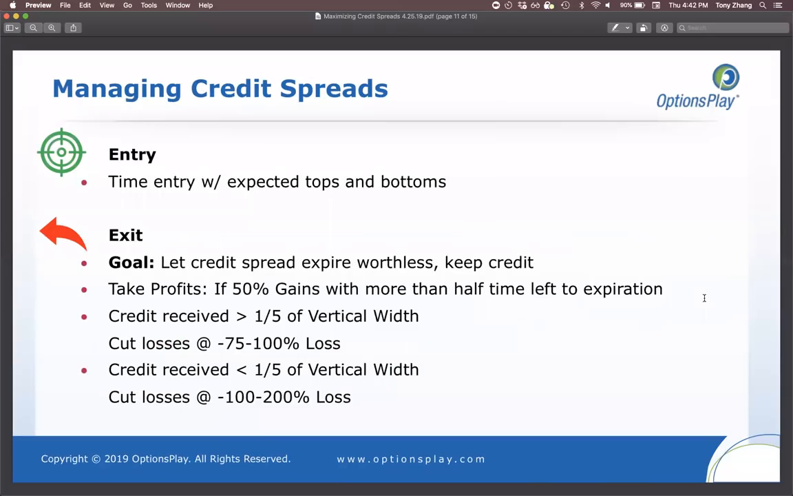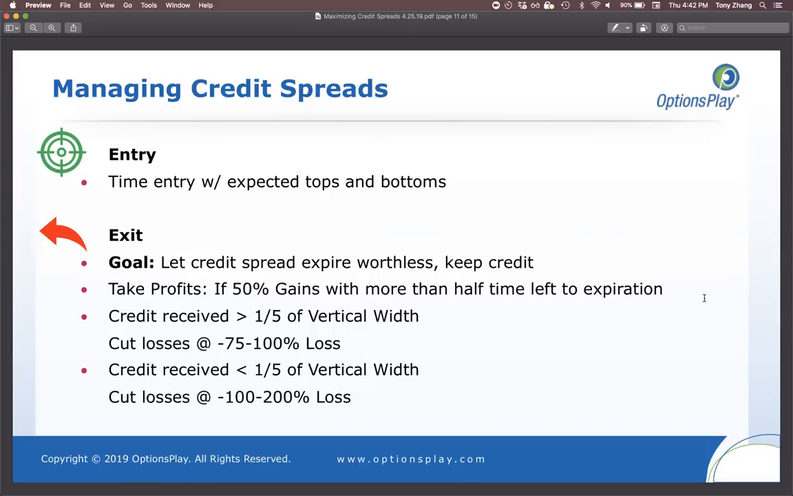So with that, what I want to talk about is how to manage these spreads. Now that we've talked about what credit spreads are, when you should use them, what the optimal ones are, how do you actually manage these trades? So number one, with the entry, I think we've covered that fairly comprehensively. You want to time these entry trades when you expect a market top or bottom. And when I say market top, I mean the individual stock or ETF that you're trading. Whenever you identify a top or a bottom, whether that's using technical indicators or price action data, that's when you want to enter a credit spread.